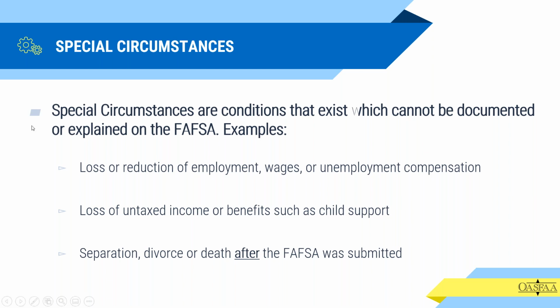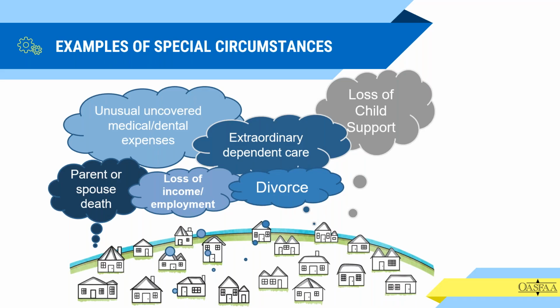Obviously, in a divorce situation, one or the other of those parents at that point would be reporting their income, and of course, it would be something they go back out to the FAFSA to do. They would work with the school to make that change. So just some examples of special circumstances.